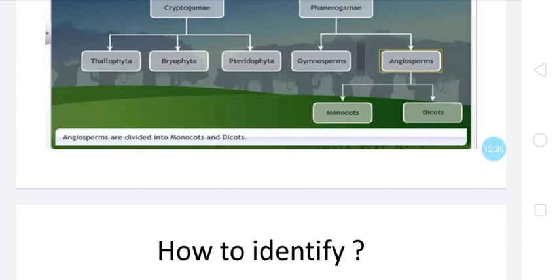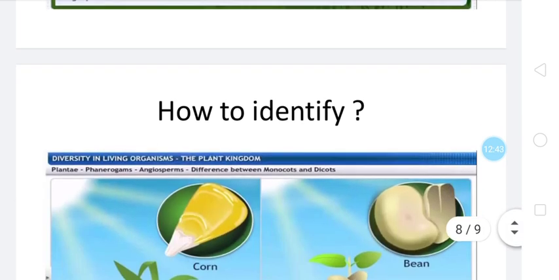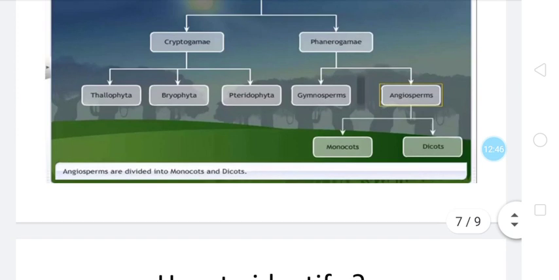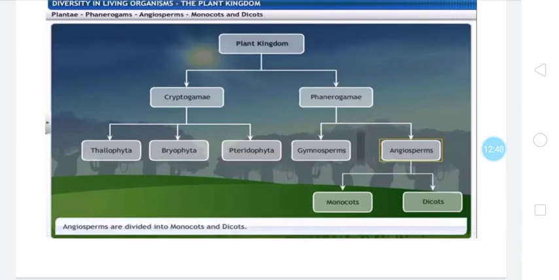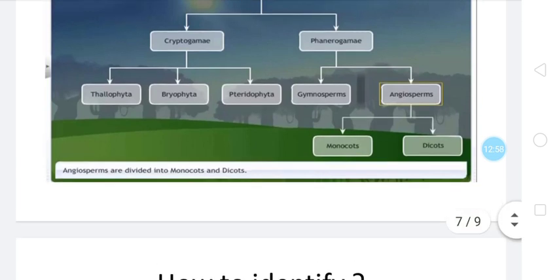Monocot and dicot, these are the two divisions based on the number of cotyledons present in the seeds. So what are cotyledons actually? When you break a seed, for example groundnut or gram, what happens? It breaks into two equal parts, two halves. Those halves are called cotyledons.